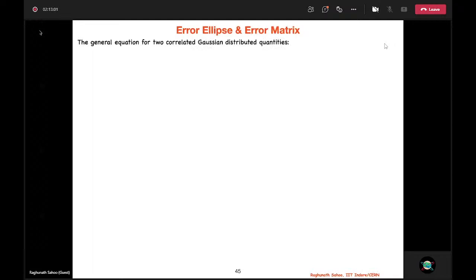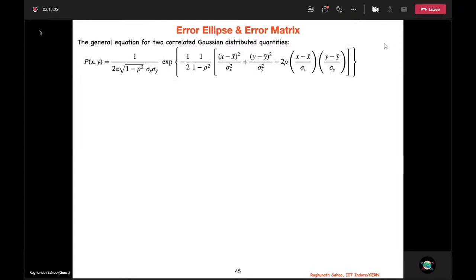So now, error ellipse and error matrix. As I told you, I am going to a little higher-level material because the advanced learners may need it. For general use, the master formula for error propagation that I discussed is good enough. But for advanced learners, I am exposing a little higher stuff.